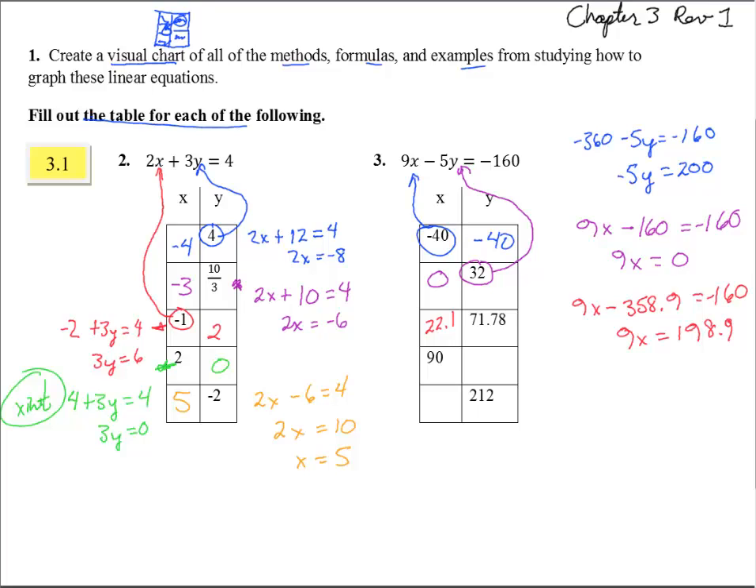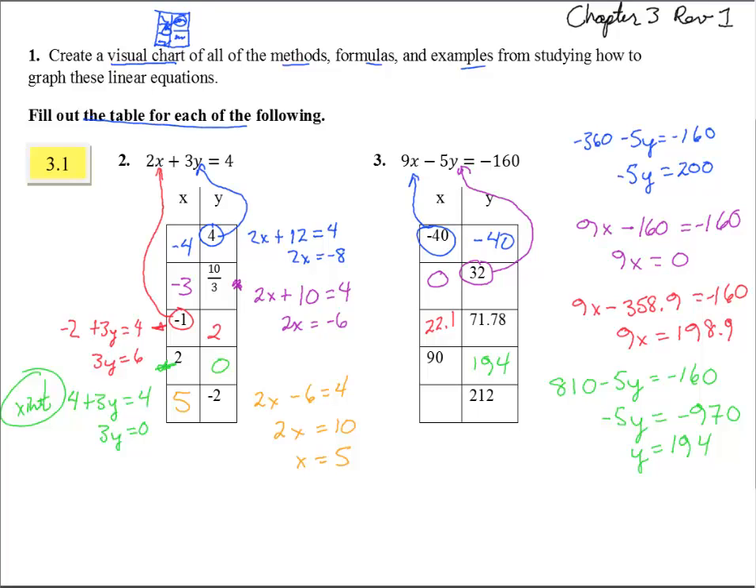Good. Now let's stick x in as 90. Or 90 in for x. We get 810 minus 5y equals negative 160. Subtract 810 from both sides and we get negative 5y equals negative 970. And then we divide by a negative 5 and we get y equals 194. So let's write that in there.